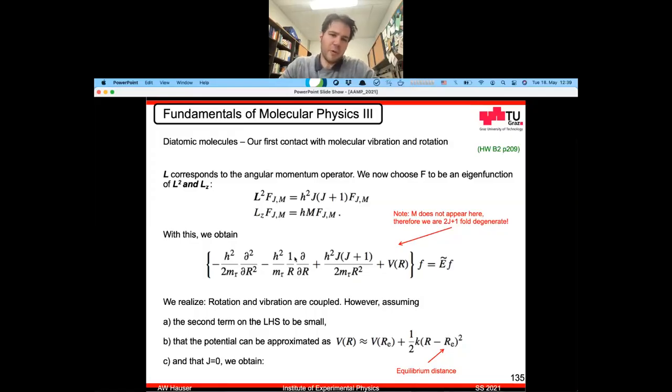And to make things easy, if we assume that we don't have any angular momentum in our system, then this equation boils down to something that is very easily solved. If we remove this term, because we say it's negligible, and we set this term to 0 because J is 0, so there is no angular momentum, what kind of equation are we confronted with? We have just a second derivative with respect to the internuclear distance, and we have this potential term.